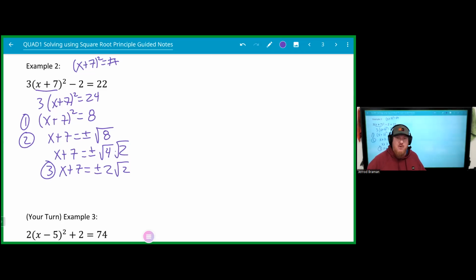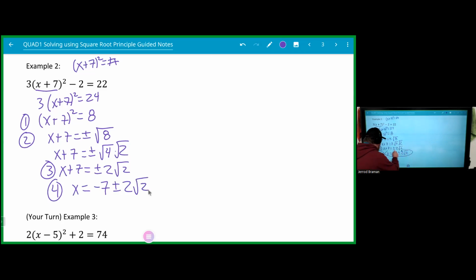We have to do a step 4 because it's not x equals, it's x plus 7 equals, and that's not what we're trying to do. We're going to subtract 7 from both sides, and we're going to get x equals, watch where I put this, negative 7 plus or minus 2 square root of 2. This is the final answer.